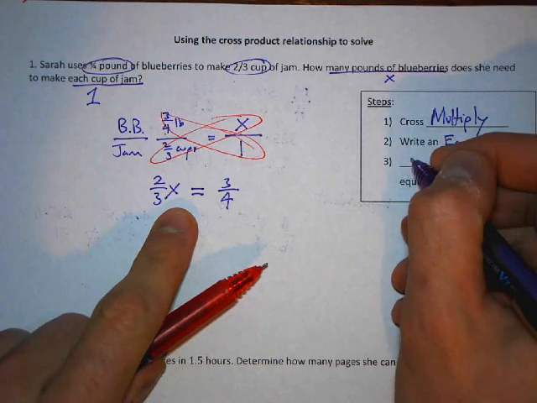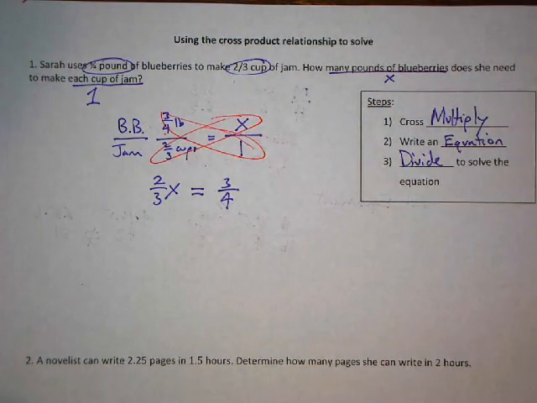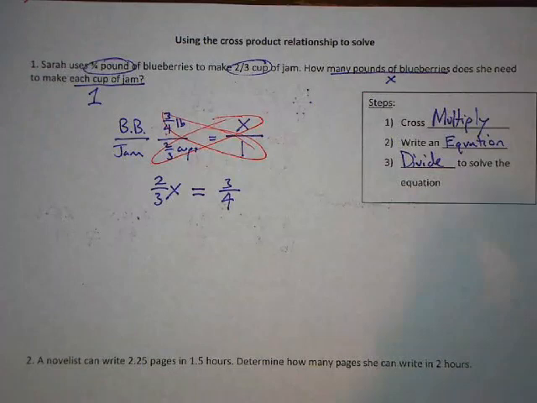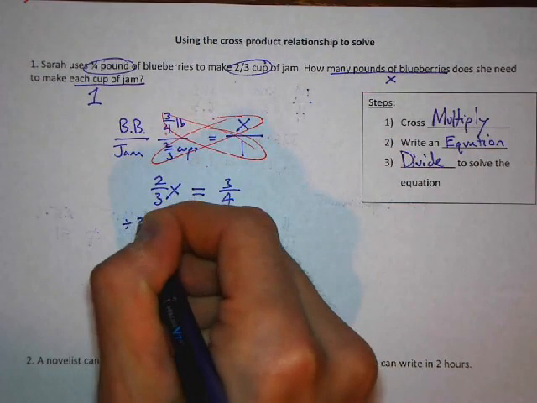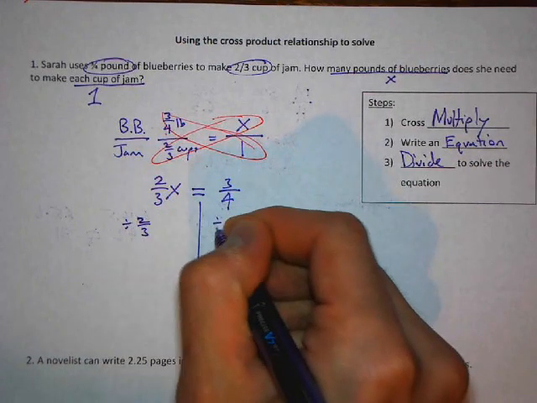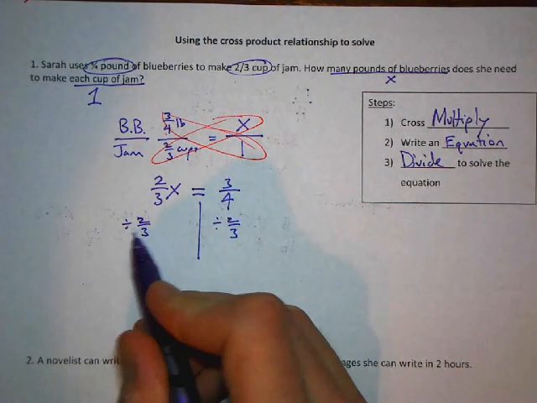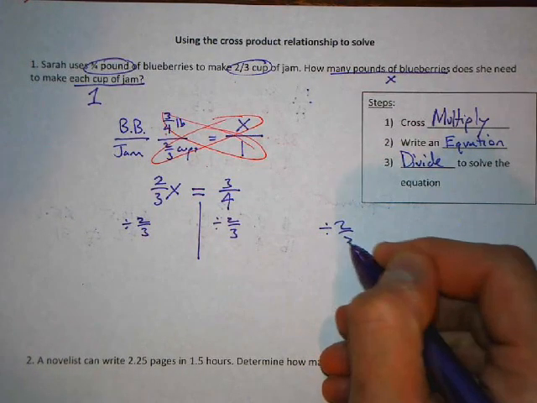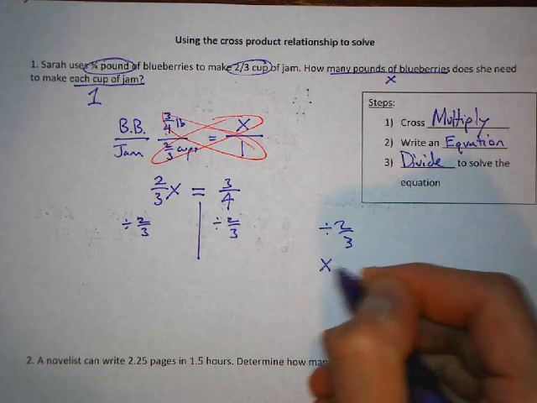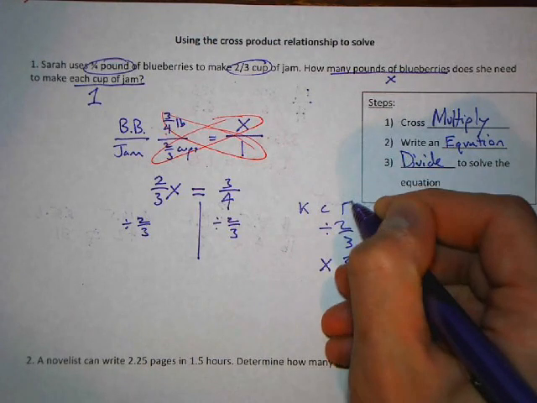Finally, I need to solve that equation, and if I have a multiplication equation, that means I'm going to need to divide to solve the equation. Okay, so draw a line under the equal sign, and we need to divide by 2/3 on both sides. But I want you to realize that if we are dividing by 2/3, that's the same thing as multiplying by 3/2.